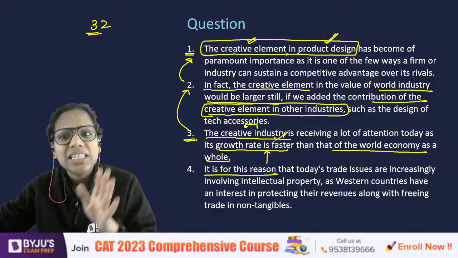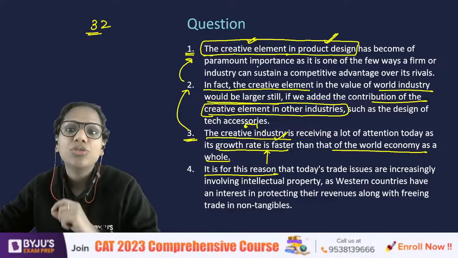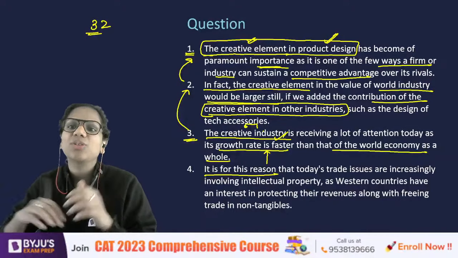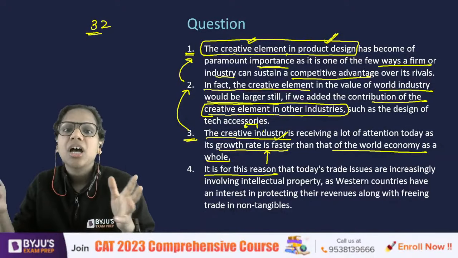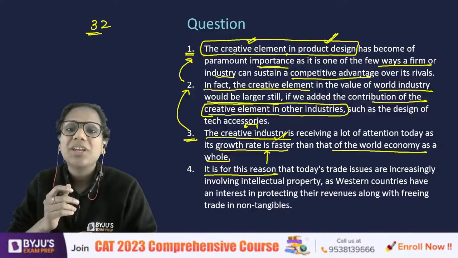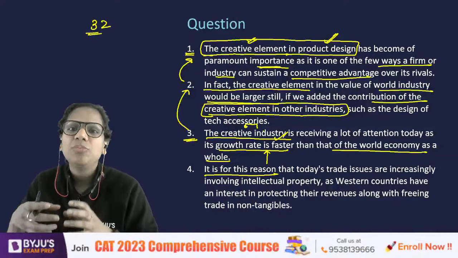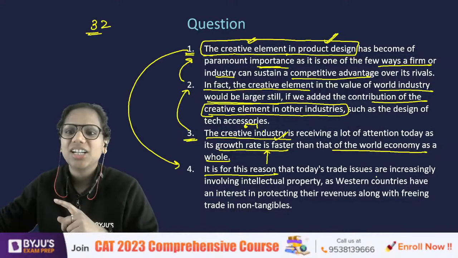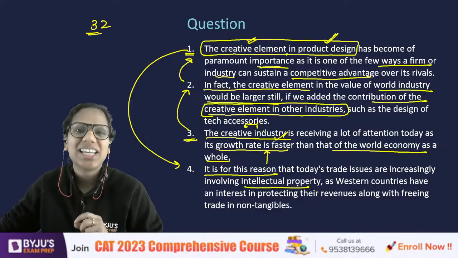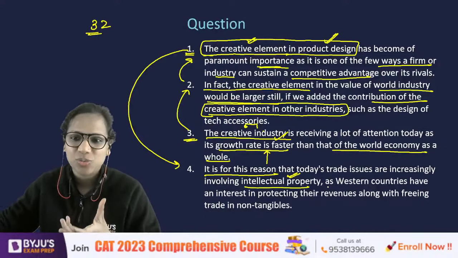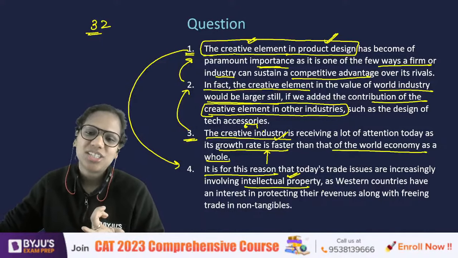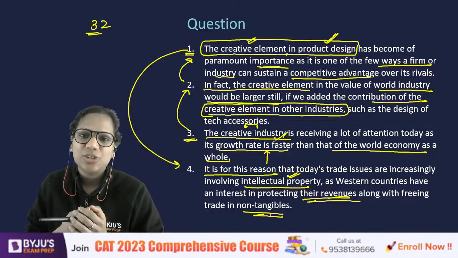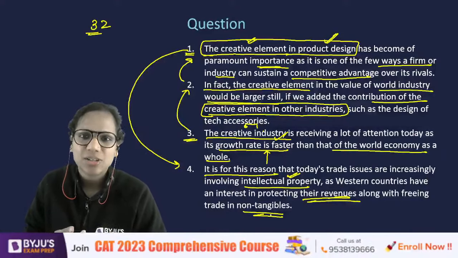Why? The creative element in product design has become of paramount importance as it is one of a few ways a firm or industry can sustain a comparative advantage over its rivals. So, other companies also that are designing products, they are also paying a lot of attention to their creative design. Why? Because it helps them to gain a comparative edge. And it is for this reason that today's trade issues are increasingly involving intellectual property. What is unique to your product? What is inventive about your product? As Western industries have interest in protecting their revenues along with freeing trade in non-tangibles. Non-tangibles are your patents, copyrights, etc.